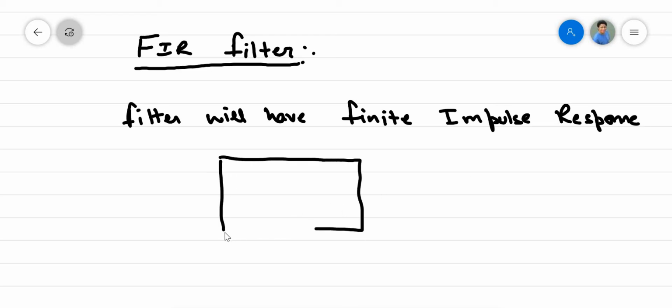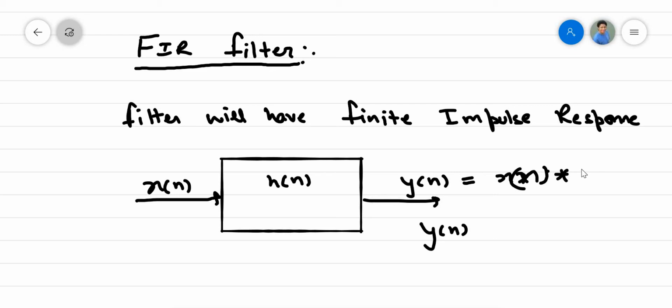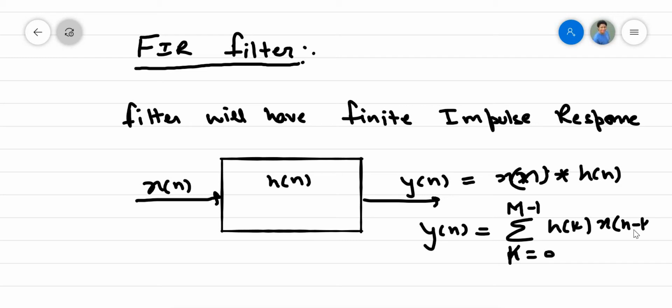So if there is an input x(n) that goes through a system with h(n), the output will be y(n). Then y(n) will be equal to x(n) convolution h(n), that is equal to summation k equals 0 to M minus 1 of h(k) x(n minus k). In this case, this h(k) is defined for M unit samples.